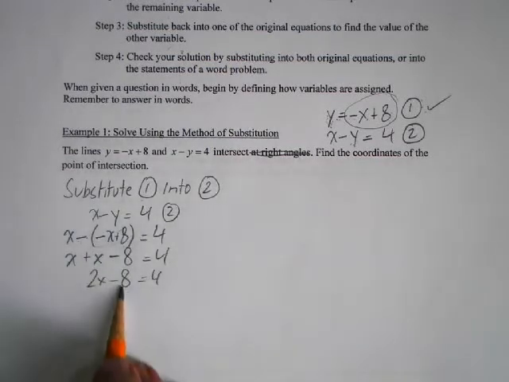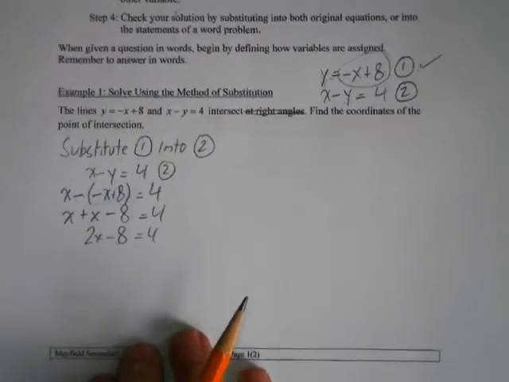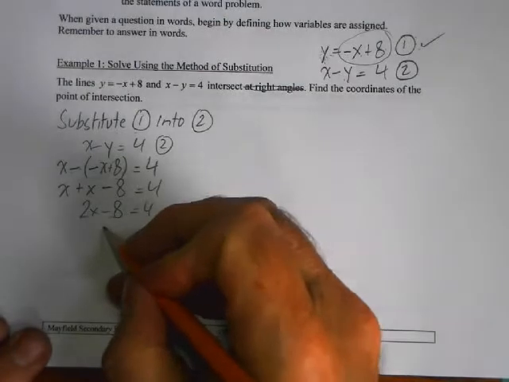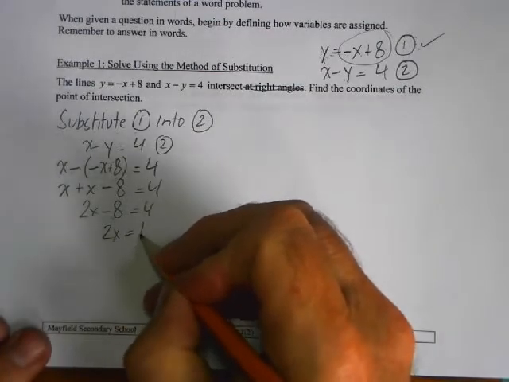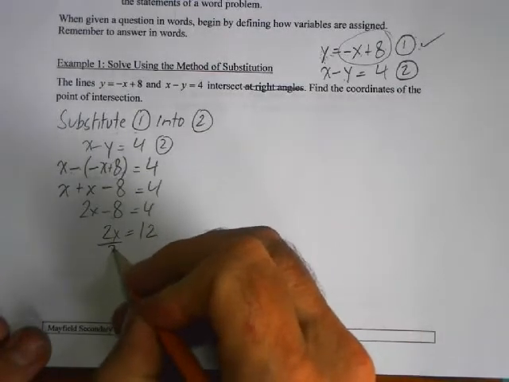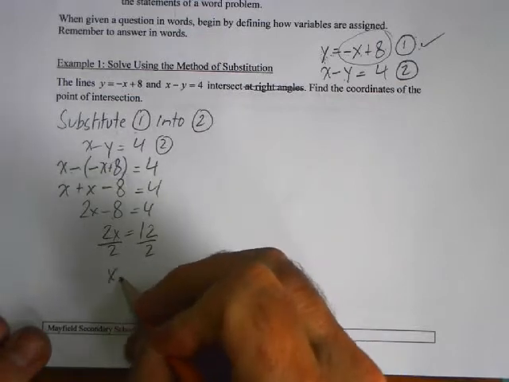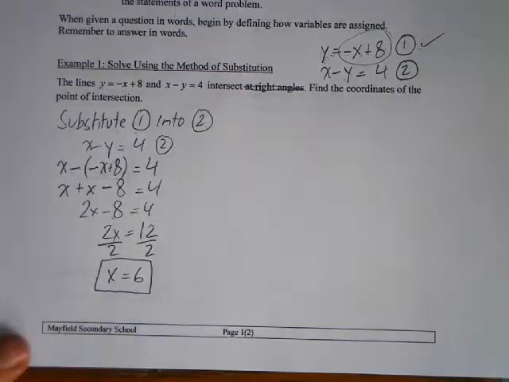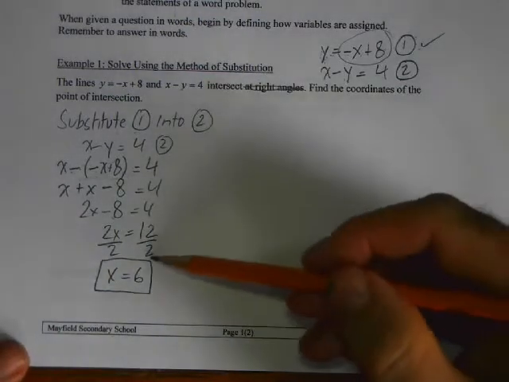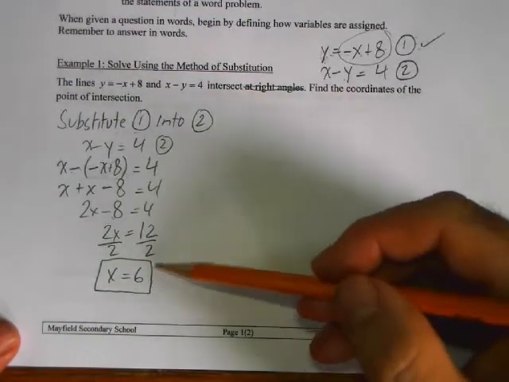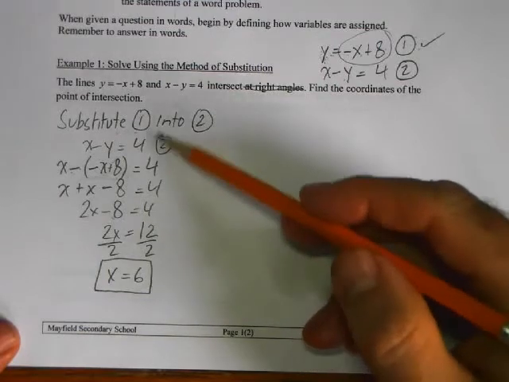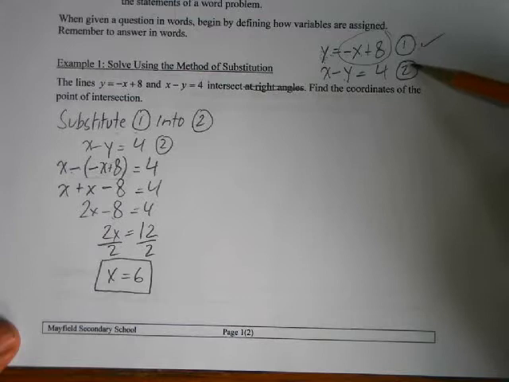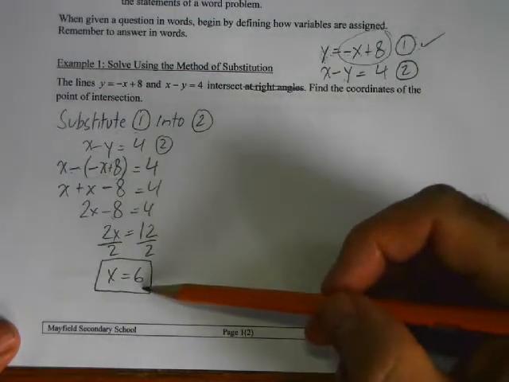Okay, now we're going to add 8 to both sides. This is your basic equation solving skills. I get 2x equals 12. Then divide both sides by 2, and we get x equals 6. And that's our first big moment in this. We've actually found the value of x for the point of intersection. So these two lines meet at the x coordinate 6.